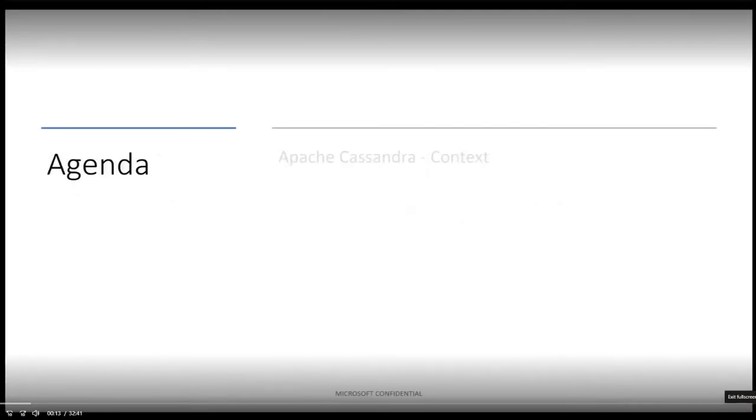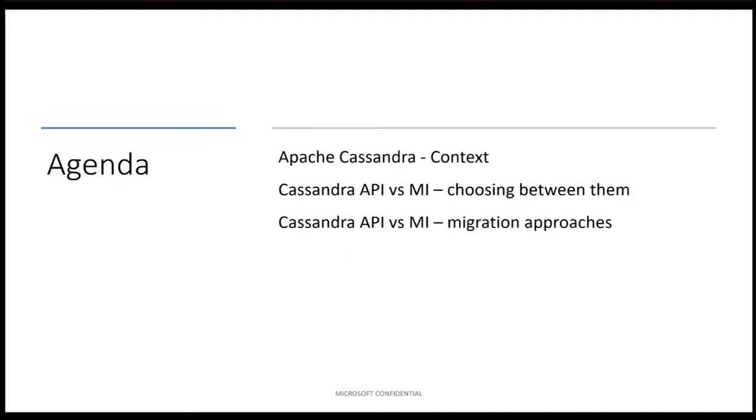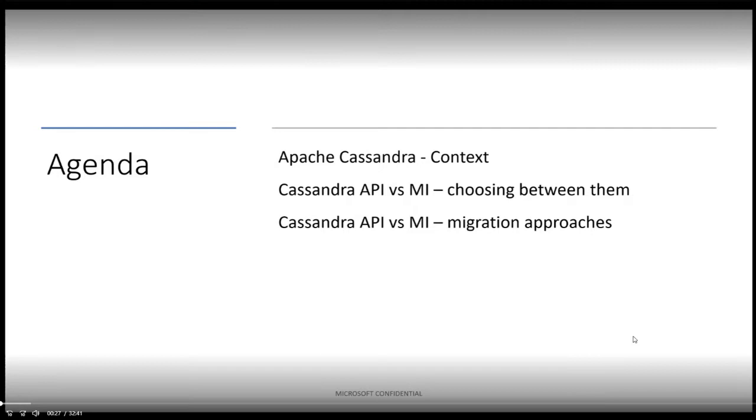So in terms of an agenda, I'm going to set some context on Apache Cassandra to begin with very briefly. I'll then talk about Cassandra API and Managed Instance and choosing between these offerings. And then for most of the session, I'm going to talk about the migration approaches for these offerings.